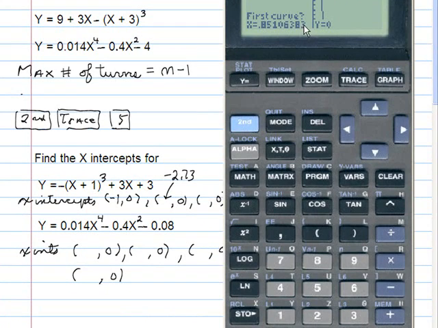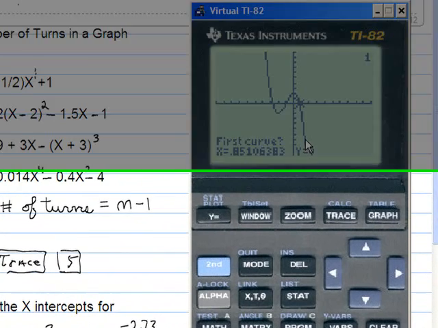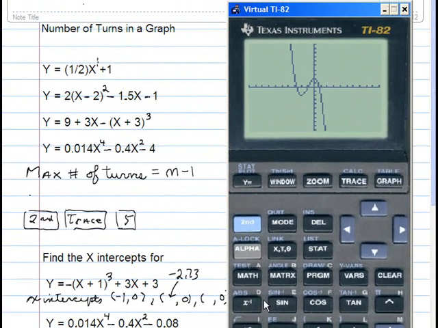And it says first curve, which is what's the first curve you want to look at. And remember, we're on the cubic curve right now, so that's the first curve, so we just hit enter. And then it says second curve. What curve do you want to look at now? So we just hit enter again. We're having trouble. We can't leave that first one, so I need to make an adjustment. Hold on a minute. I'm having a lot of trouble with the trace feature on the emulator here, so you kind of need to bear with me.